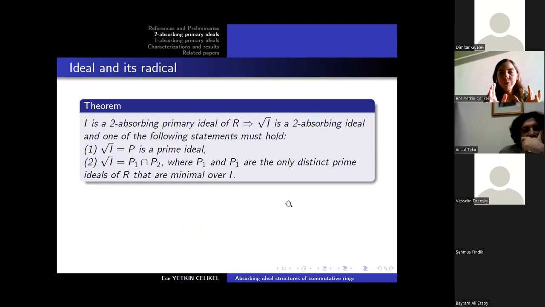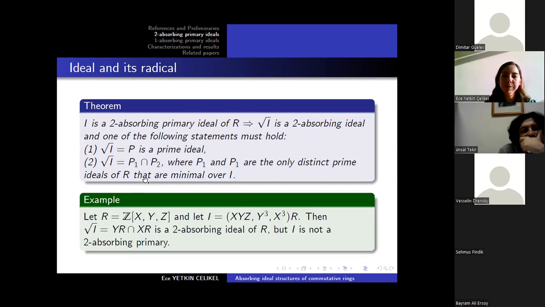So if you know, in commutative algebra, if you have a primary ideal and take the radical, then you get a prime ideal. Now, a similar relation exists here. If I is two-absorbing primary, then its radical is two-absorbing, okay? And one of the following statements must hold. The radical can be prime, or the radical can be the intersection of two minimal prime ideals. But the converse is not true in general. So it means the radical being two-absorbing does not imply that I is two-absorbing primary.